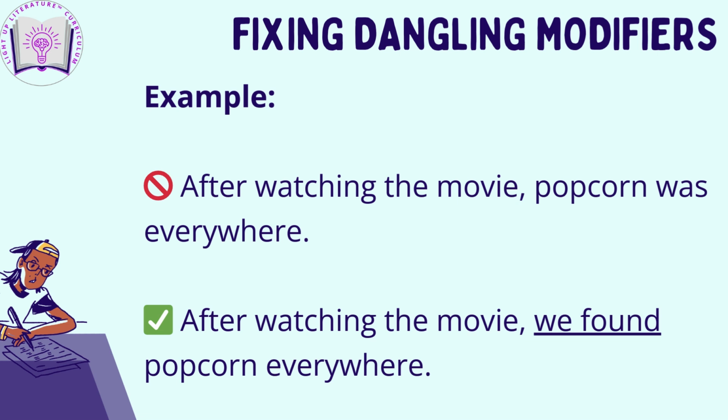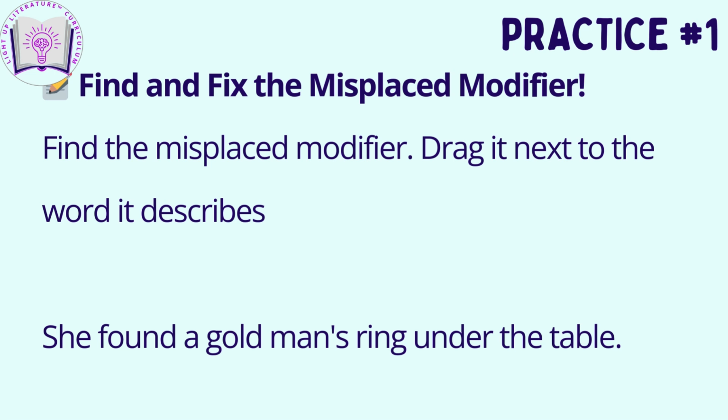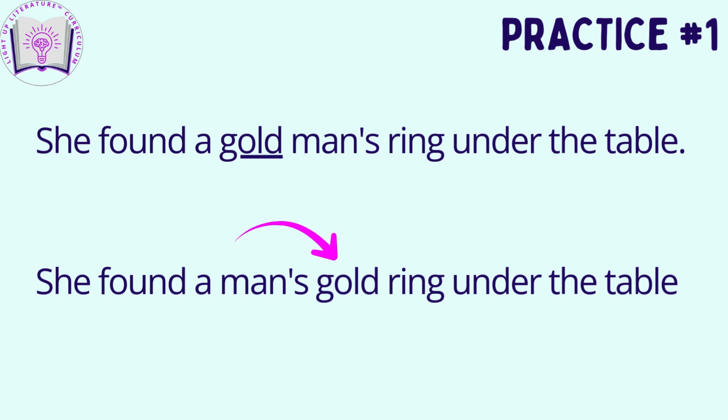All right, fixing dangling modifiers. After watching the movie, popcorn was everywhere. Well, just because you watched a movie doesn't mean popcorn is going to be everywhere. So we're going to fix this one with: after watching the movie, we found popcorn everywhere. Our next one. She found a gold man's ring under the table. All right, so hold up. What's gold? The man or the ring? She found a man's gold ring under the table.